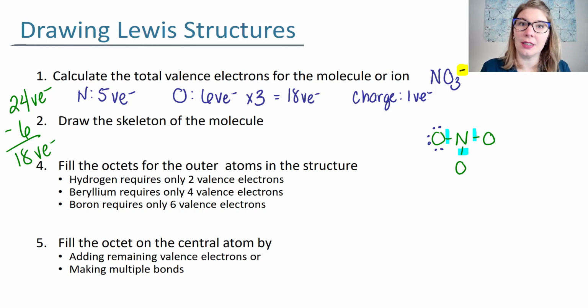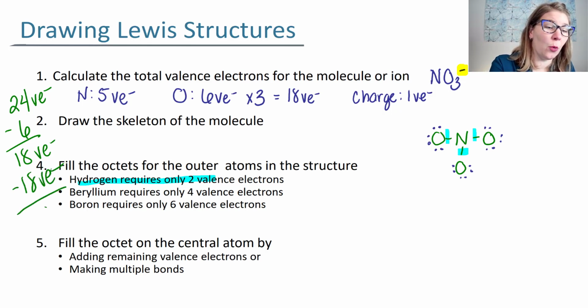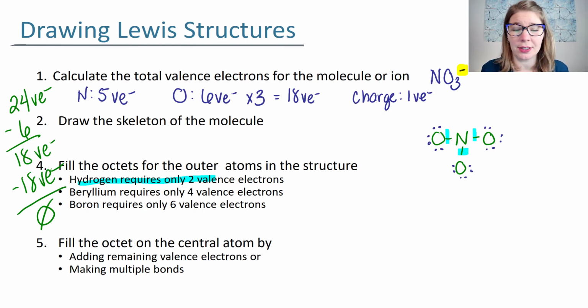So I just used 6, there's 12, there's 18. Remember that if you have hydrogen present, hydrogen can only take 2 valence electrons, so it's done after 1 bond. If you end up using beryllium or boron, remember they also do not follow the octet rule. Thankfully, most of the time, the only atom that you're going to encounter that doesn't follow the octet rule is hydrogen. Then we fill the octet on the central atom. Now, we've used up all 18 electrons, so we're done. We have 0 electrons left in our bank.